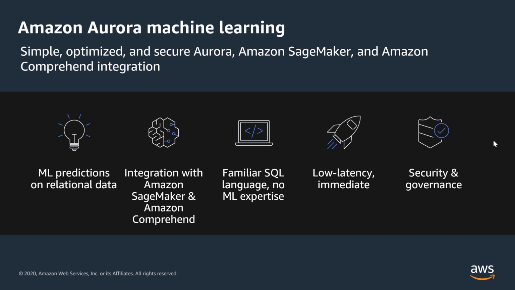So how do we solve this challenge with Amazon Aurora? Amazon Aurora machine learning integration is simple, optimized, and secure, and it connects Amazon Aurora with 2 of our machine learning stack services, which are Amazon SageMaker and Amazon Comprehend. This integration lets you do machine learning predictions on relational data. It helps you enrich it and derive insights from it. And you can do it using your familiar SQL language, so you don't have to learn new languages like Python or R.